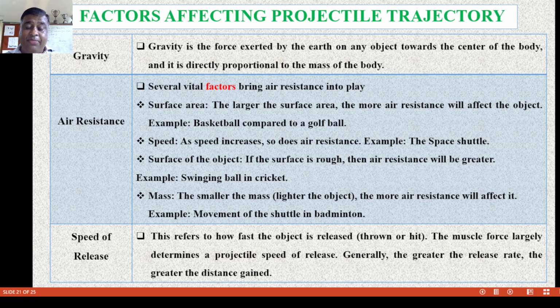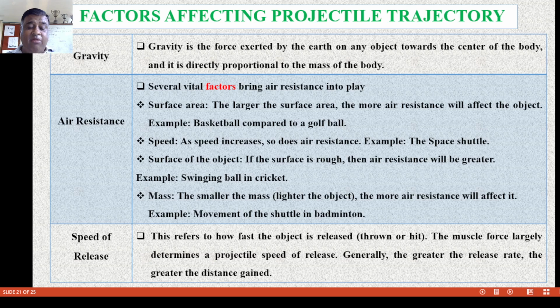Next is speed. As the speed increases, the air resistance increases, just like the flight of a shuttlecock. Then the surface of the object: if the surface is rougher, the air resistance will be greater. An example is swinging the ball in cricket. Next is mass or weight of the object. The smaller the mass, meaning lighter objects, the more they are affected by resistance. An example is the movement of the shuttlecock in badminton.